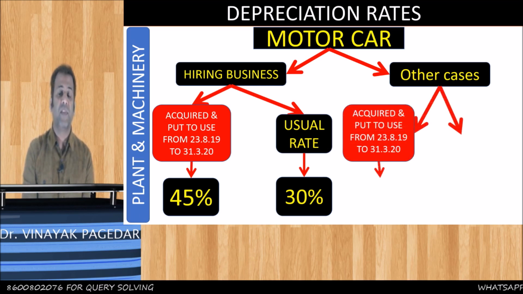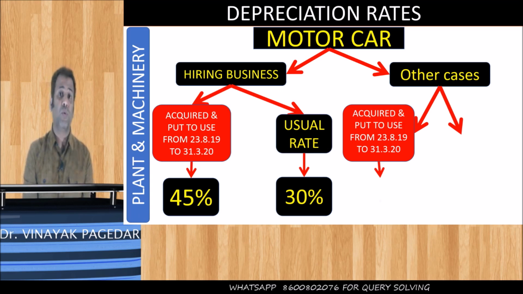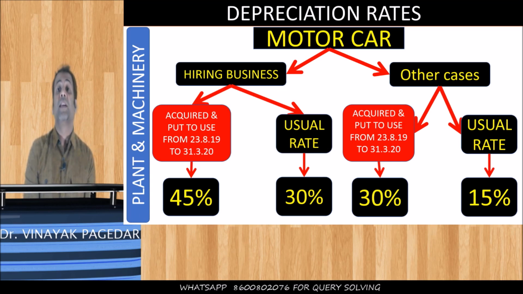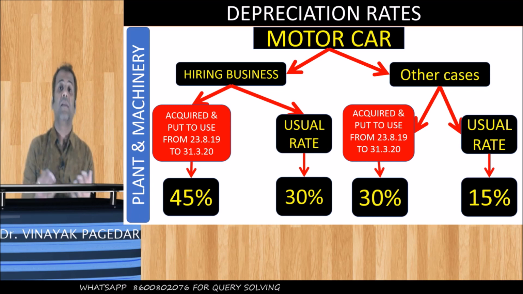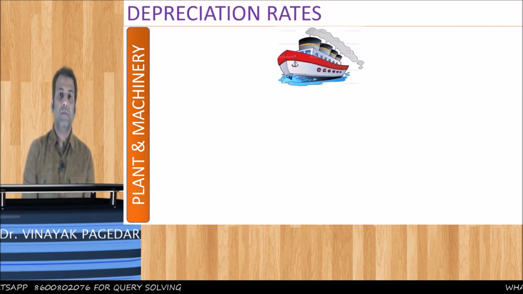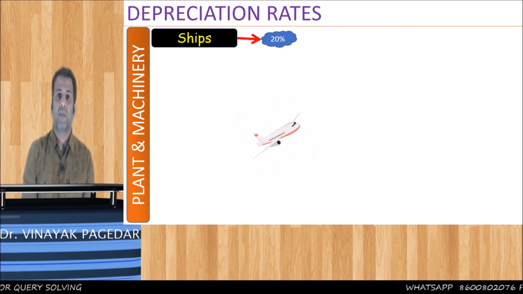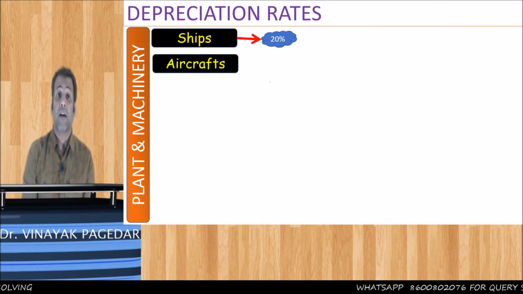Usual rate is 30%. Any other business, like a doctor purchases a car on or after 23rd of August 2019 up to the end of the year, anytime in this period he has purchased the car and put it to use, then 30%. Usual rate for motor car was 15. So hiring business you got 45 and 30. Any other business you got 30 and 15. There you go. Ships 20%. Next, aircrafts at 40%. Clear?